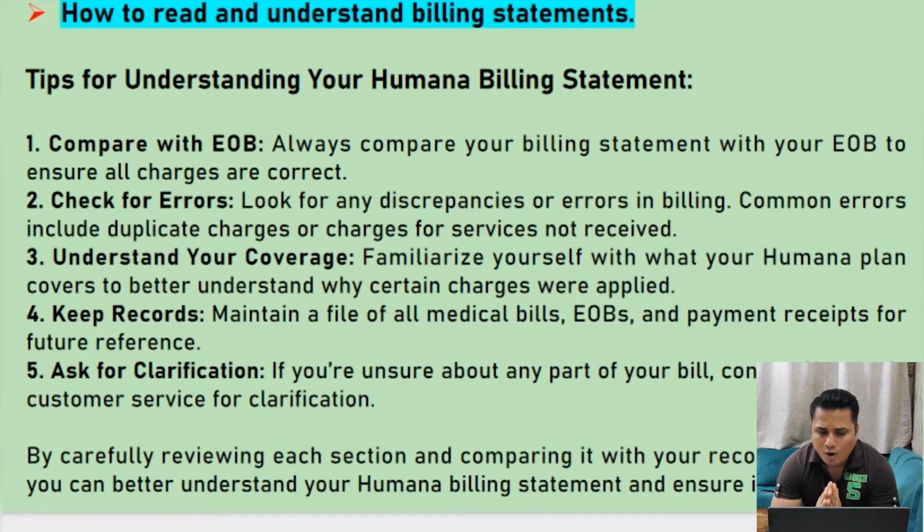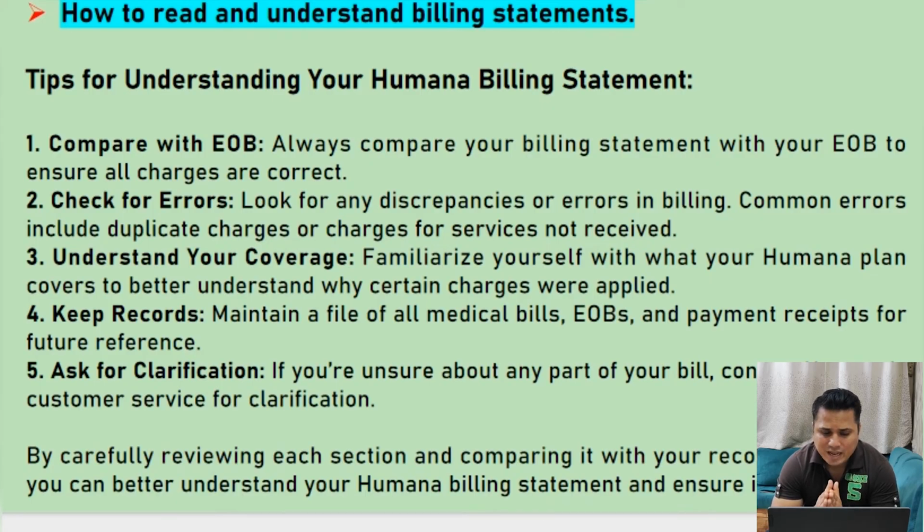Now, tips for understanding your Humana billing statements. Number 1, compare with EOB. Always compare your billing statement with your EOB to ensure all charges are correct. Number 2, check for errors. Look for any discrepancy or errors in billing. Common errors include duplicate charges or charges for services not received.